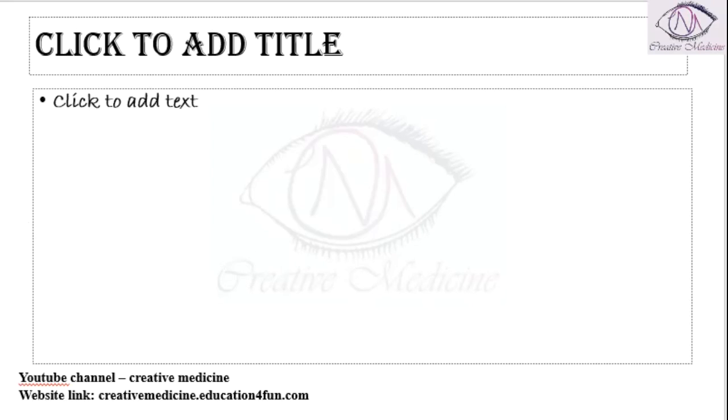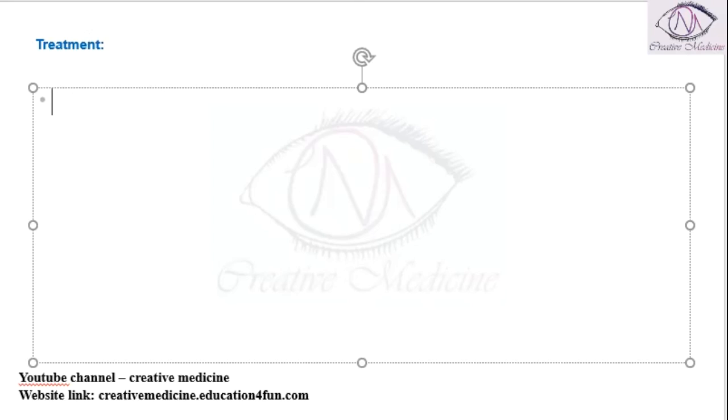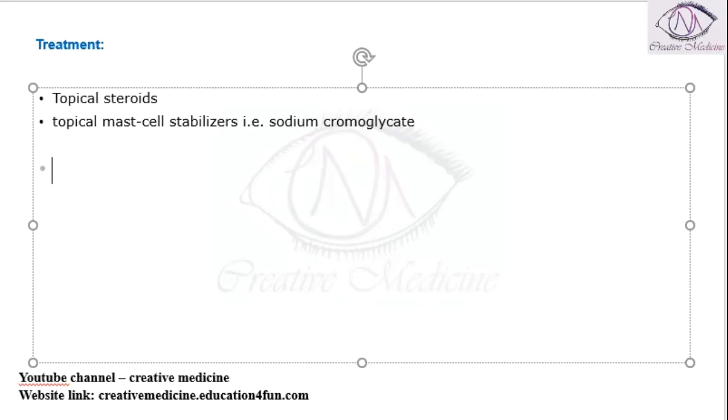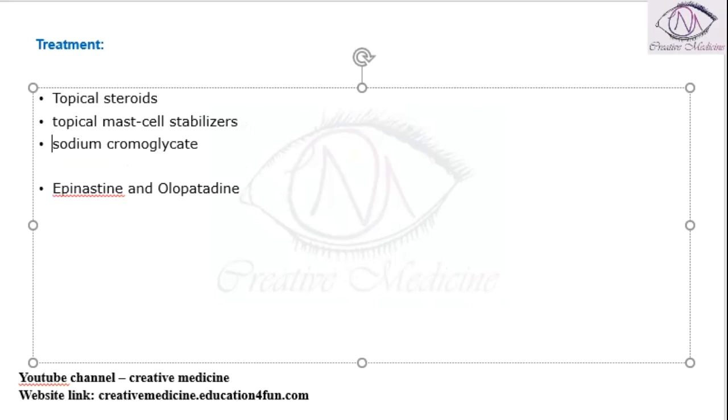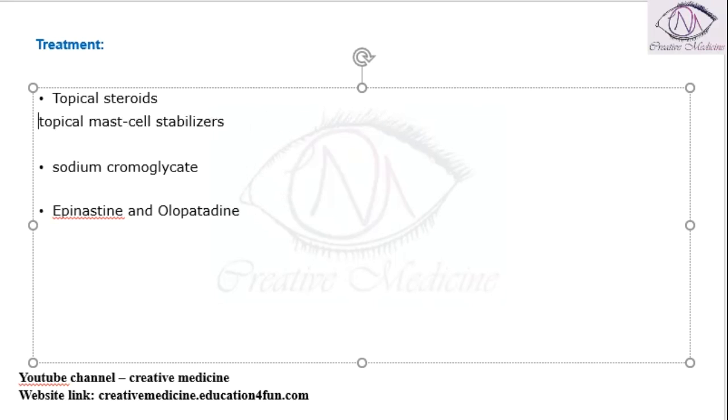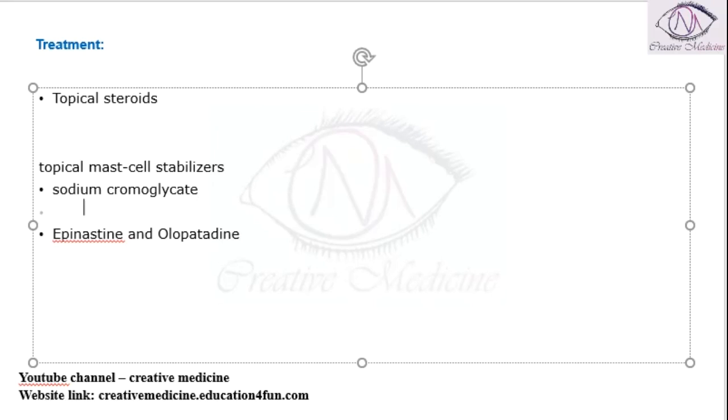Then, treatment of vernal keratoconjunctivitis. Vernal keratoconjunctivitis is treated by giving the patient topical steroids. You can also give topical mast cell inhibitors, especially sodium cromoglycate. There are also other topical mast cell inhibitors, like epinastine or olopatadine, which are topical mast cell stabilizers.